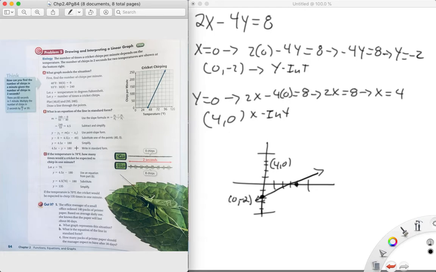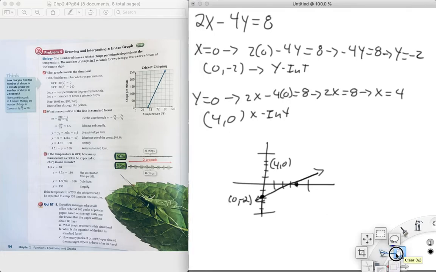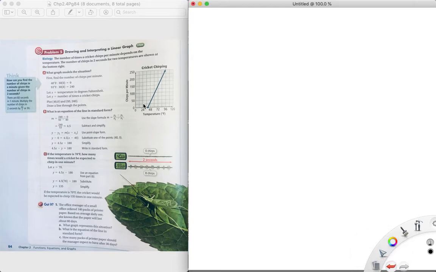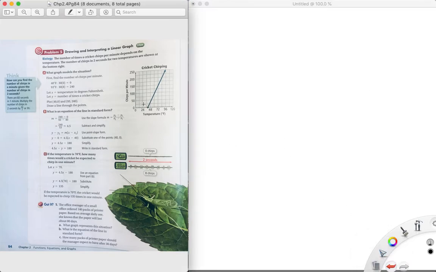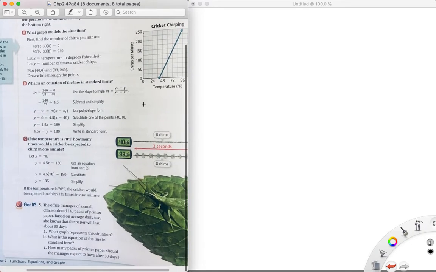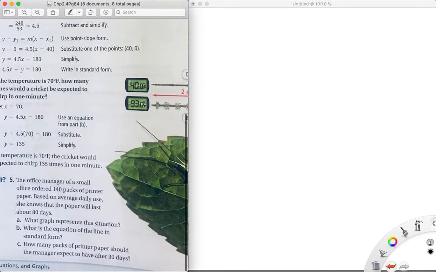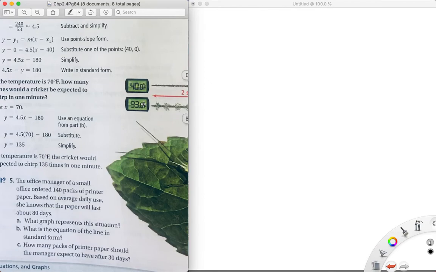This one, they say that an office manager has a small package. The office ordered 140 packs of printer paper. Based on average daily use, she knows that the paper will last 80 days. They want you to make a graph of this stuff. All right, so here's what the graph would kind of look like.